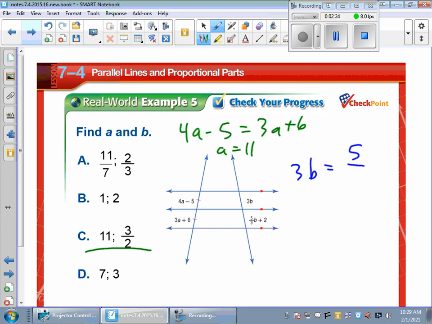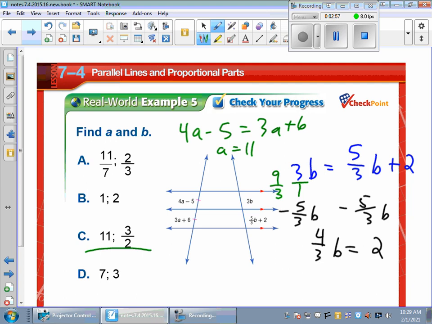3b equals 5 thirds b plus 2. So what I do here is I'm changing this from 3 over 1 to 9 over 3. And so I'm going to subtract over the 5 thirds b. Over here I still have 2. Over here we go 9 thirds minus 5 thirds, so it's 4 thirds b equals 2. Multiply by the reciprocal, which is 3 over 4. So we get b equals 3 over 2, just to show you how, and that's our final answer.